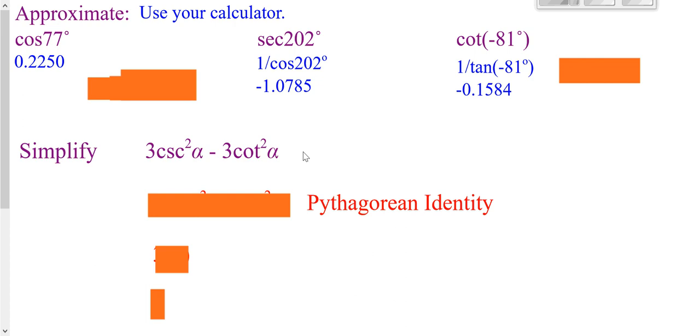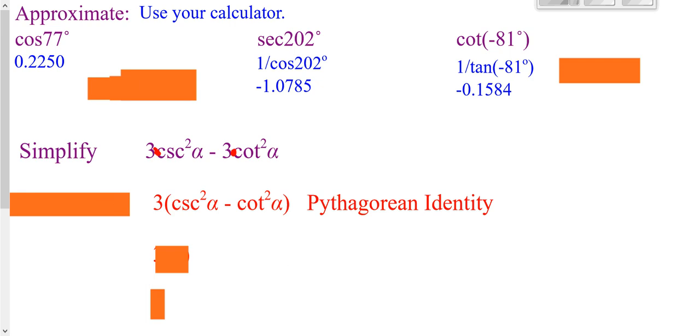Now, down here we need to simplify this. We have some squareds on our trig functions. A lot of times when you have squareds on your trig functions, you can use your Pythagorean theorem identities to help you out. Notice on this one here, we have a 3 times our cotangent and a 3 times our cosecant. So we could pull that 3 out.